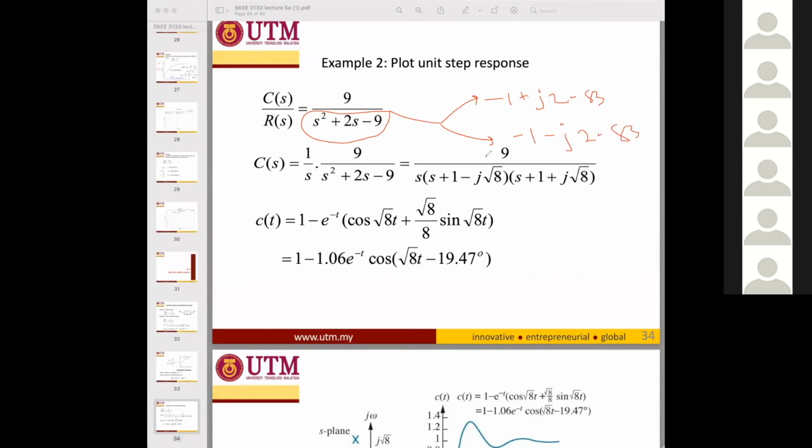So what is the nature of these roots? Natural number. Overdamped. Complex conjugate poles. Repeat after me. Complex conjugate poles. Everybody. Complex conjugate poles. Okay, take note.